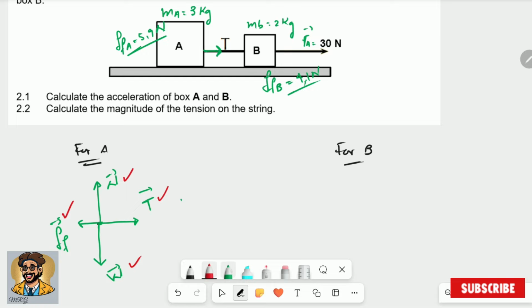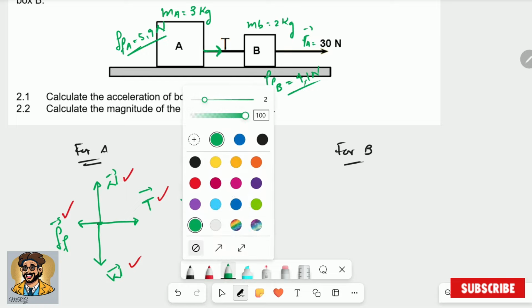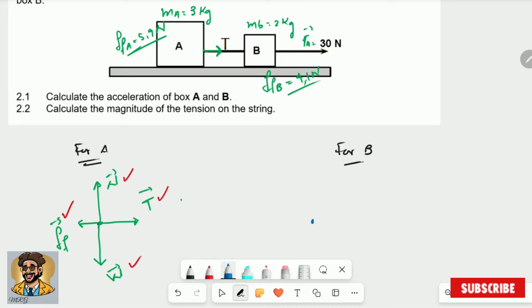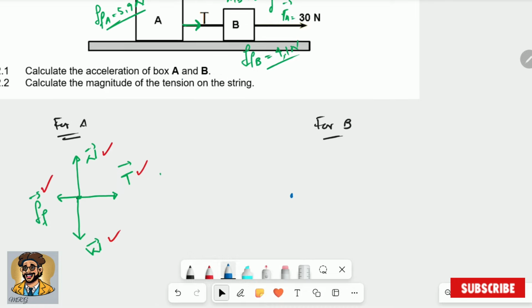So let's go to block B. What forces are acting on block B? Not the same as block A. First of all, we have an applied force to the right. You can see there is 30 Newton. There is also weight. There is also normal. What else is there? There is tension, which is the same rope, therefore it's the same tension, but in the opposite direction. So it's tension pointing backward, towards A.